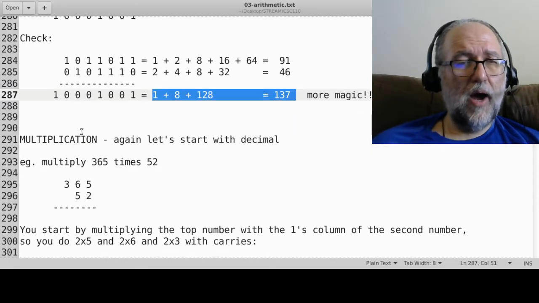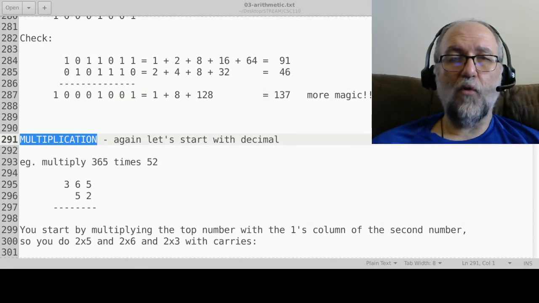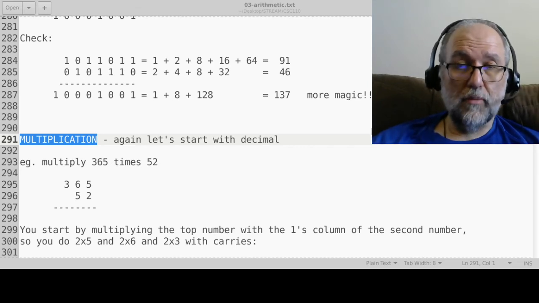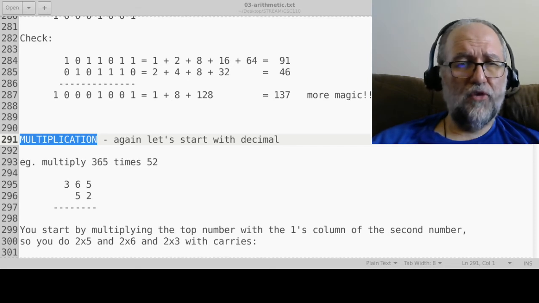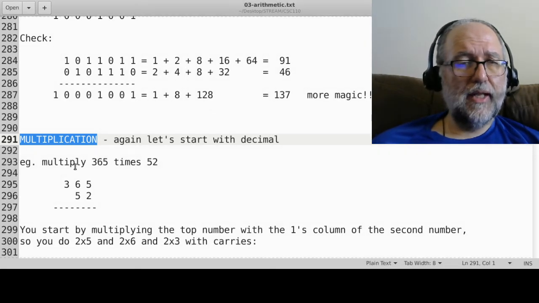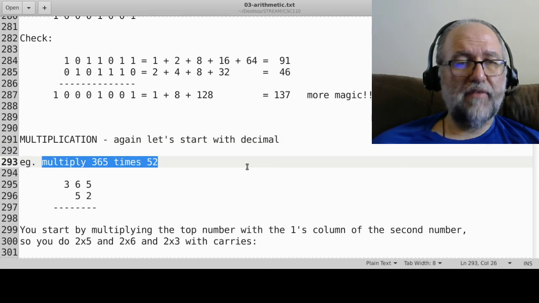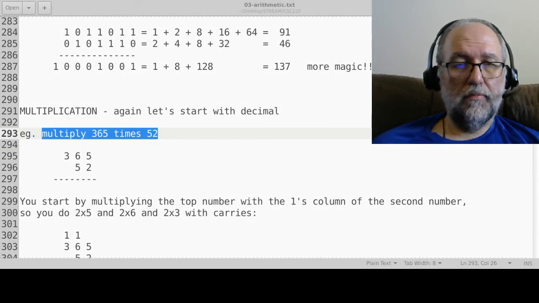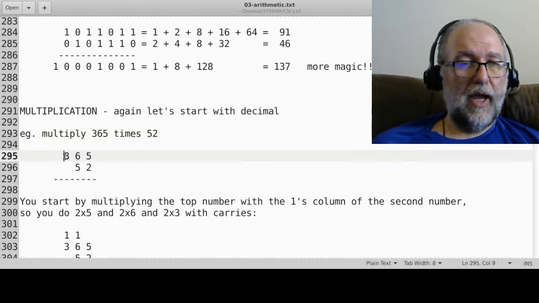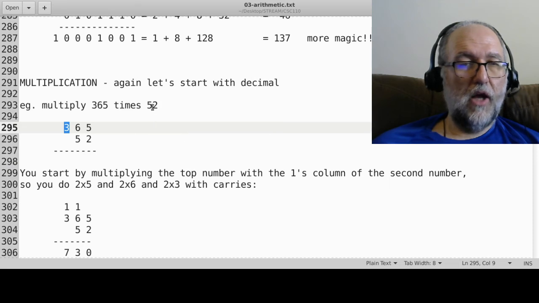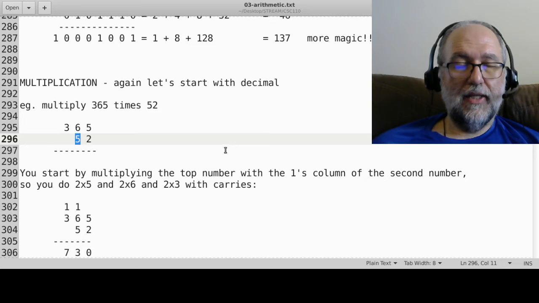Okay, let's go on. So you're going to be responsible for binary addition. You're also going to be responsible for binary multiplication. So let's take a look at how binary multiplication works. For instance, let's say that I ask you to multiply 365 times 52. The first thing you do is you align the numbers. So there they are, 365. The 5 is in the ones column, the 6 in the tens, and the 3 in the hundreds column. And 52, the 2 in the ones, and the 5 in the tens column.